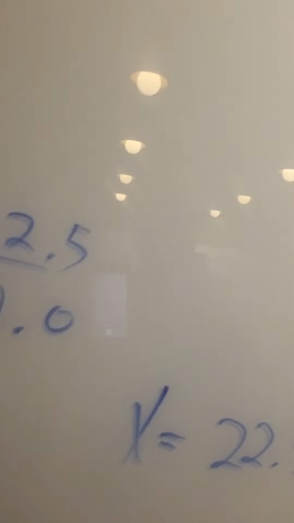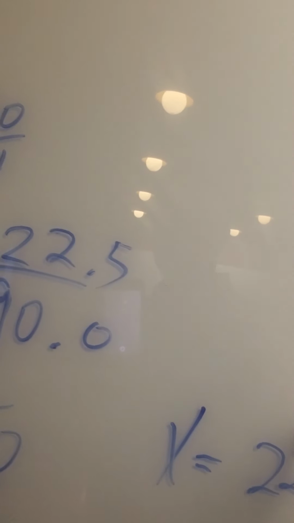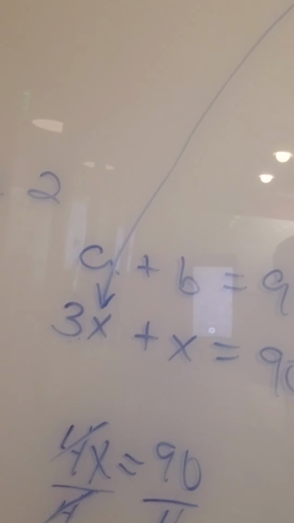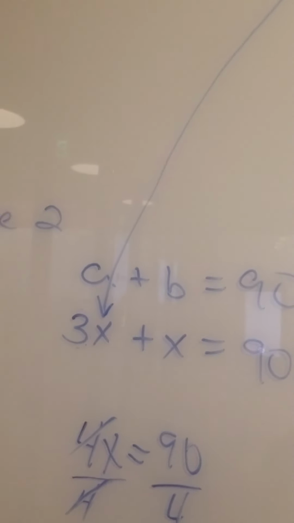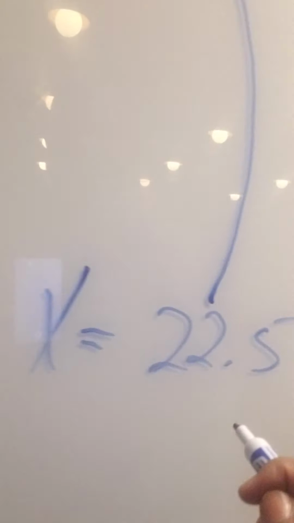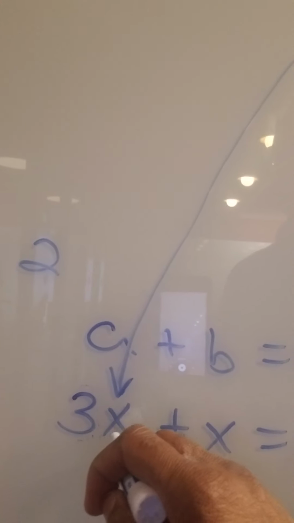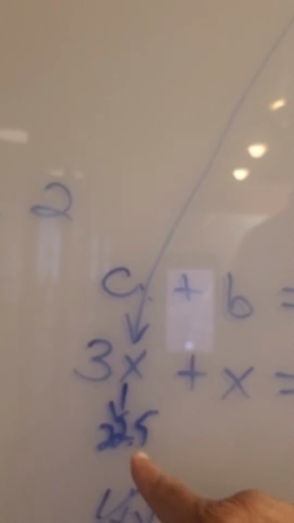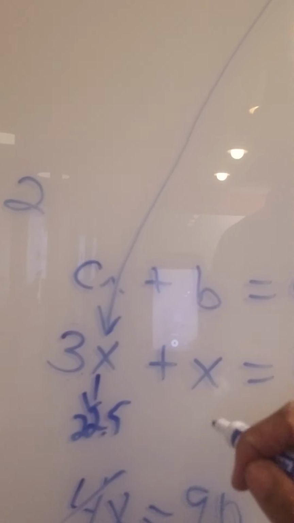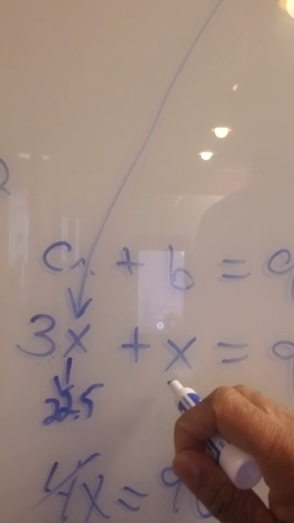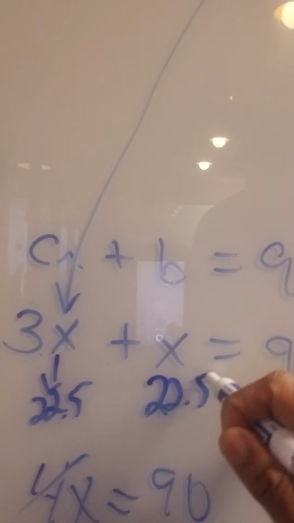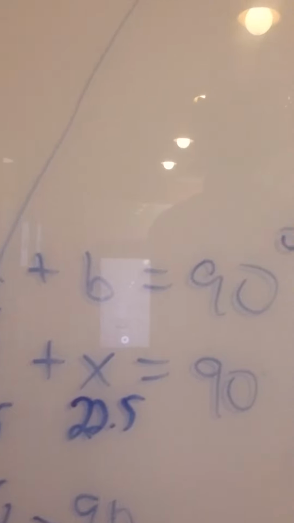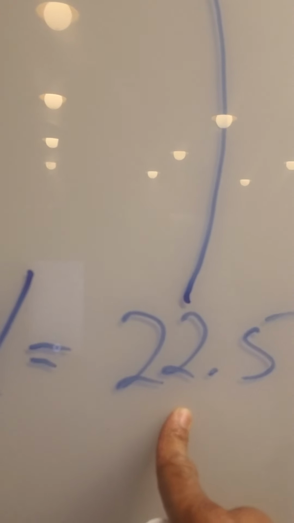Now, we take this x and we put it back in here and we multiply 22 and a half times 3. This is 22 and a half, right? So we multiply 22 and a half times 3 to get A. And by itself, this is just going to be 22 and a half, because there's nothing to multiply. X is 22 and a half.